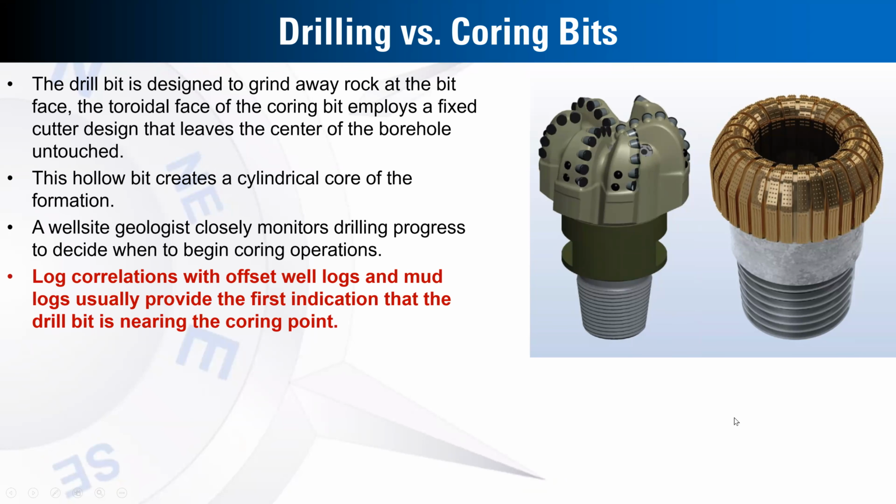So during full diameter coring operations, the well site geologist must closely monitor the drilling progress to make controlled drilling, and by log correlation with the offset wells and evaluating and monitoring the mud logging data, the well site geologist can identify the top of the coring section and the location of the coring point to start the coring operations.